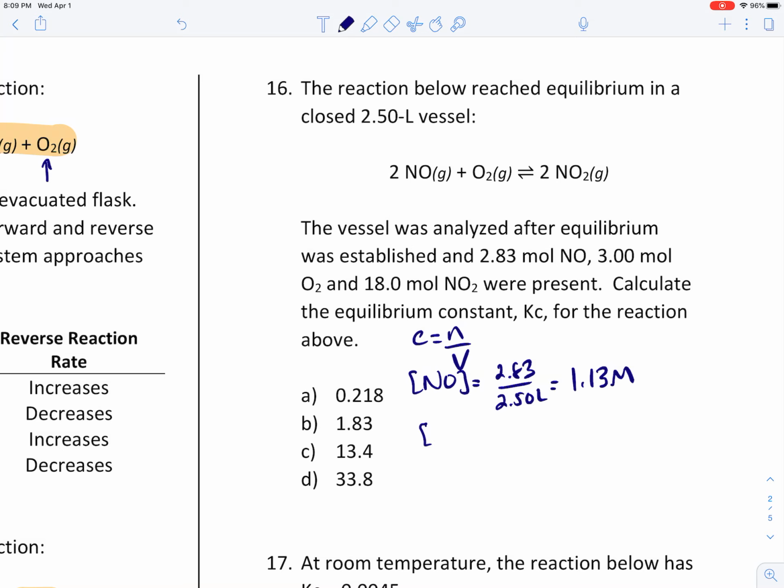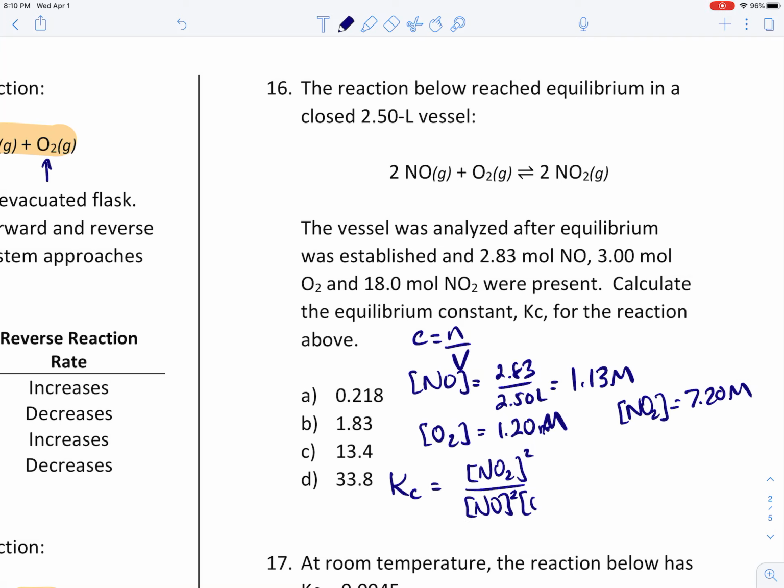Doing the same thing for oxygen, I won't show my work, but oxygen is 1.20 molarity when you divide its moles by the volume, and the concentration of the NO2 the same way, n over V, is going to be 7.20 molarity. Now that I have all three concentrations, it's easy to calculate Kc. It's the concentration of the NO2 squared over the concentration of NO squared times oxygen. Plugging those three concentrations into the expression and then evaluating, we get Kc is very close to 34, so choice D is the correct answer.